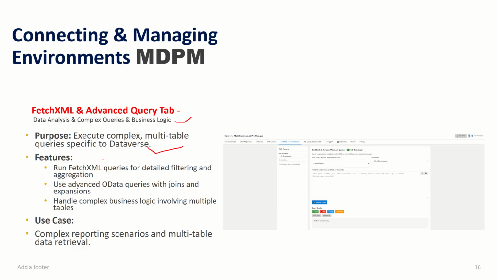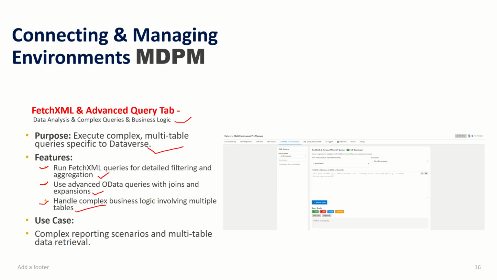So what are the key features on this particular tab? We have number 1, 2, and 3 that I'm going to demo today. The first one is you can run Fetch XML queries for detailed filtering and aggregation. So if you have whatever data there, you need to run different aggregates, you can use our application. The second bit there, you can run advanced OData queries with joins and expansions. Number 3, you can handle complex business logic how you prefer, including multiple tables how you wish.